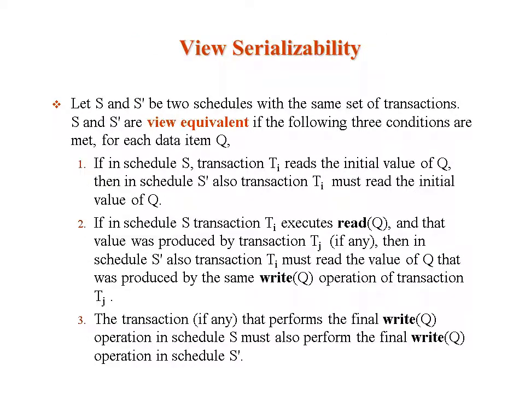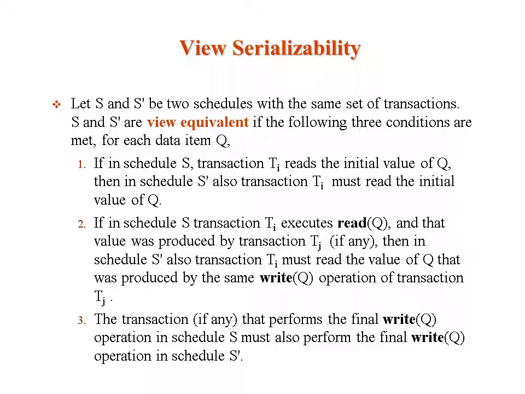Now next is view serializability. Here we define it as: let S and S dash be two schedules with the same set of transactions. S and S dash are view equivalent if the following three conditions are met for each data item Q. If in a schedule S, transaction Ti reads the initial value of Q, then in a schedule S dash also transaction Ti must read the initial value of Q.